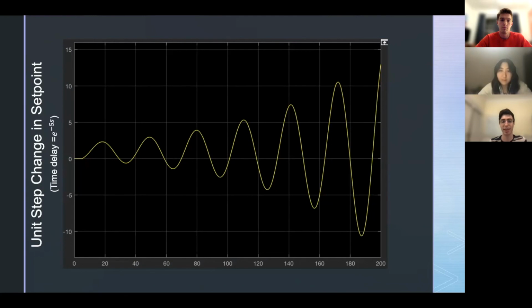Now we have a time delay of 5, e to the negative 5s. And look, this is not stable, not at all. It just gets bigger and bigger and bigger. It's oscillating like crazy. You would want to avoid this. So in reality, we would be sure to find what type of time delay would result in instability, and stay well below that.